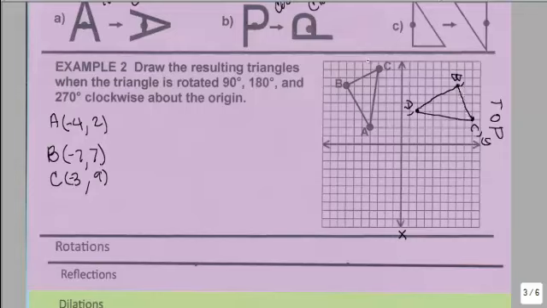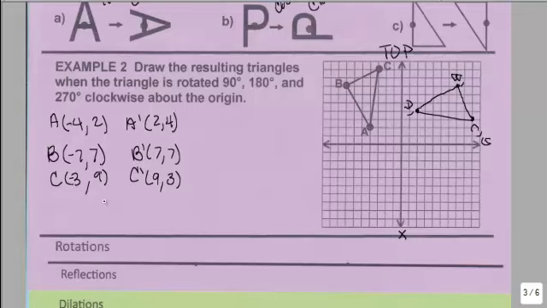Okay, switch it back to normal. So this is no longer the top. This is the top. And we're going to write down A prime, B prime, and C prime's coordinates. A prime is at 2, 4. B prime is at 7, 7, and C prime is at 9, 3.